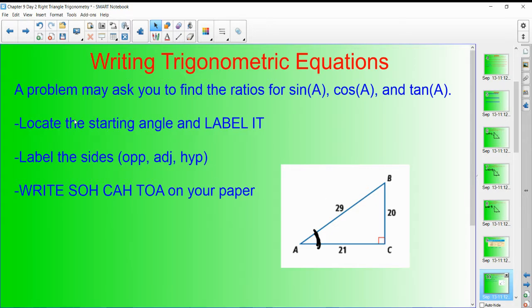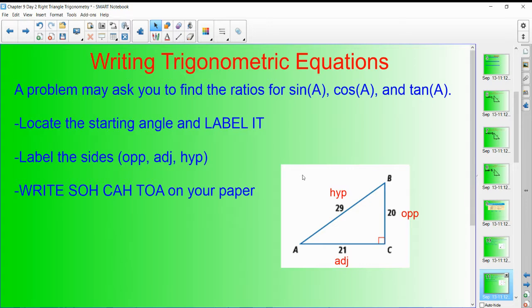So from this triangle, here are a few hints that I like to always do. Okay, I like to label my starting angle or make sure I know which angle I'm looking at. I like to label the sides. So if I'm looking at A, from A, the hypotenuse is always the long side. The opposite's always the across, and the adjacent means next to. If you label them, you will get it right more often. I also like to write SOHCAHTOA on my paper, or have it in my mind.